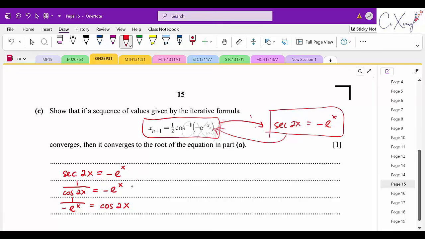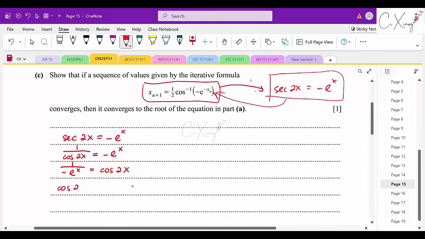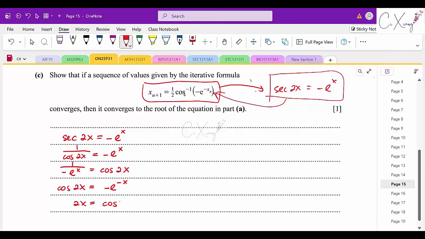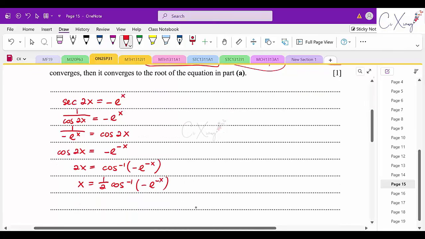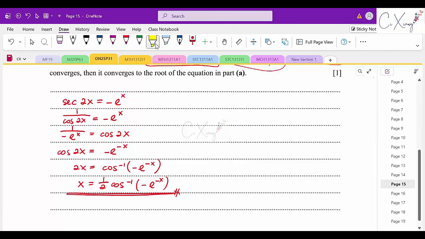Alright, then when I rephrase this particular term, you bring the denominator up, right, to become the numerator. So that means your power has a negative sign now. So you're having negative e power negative x. And from here, you can see that now they are having cos inverse. So I take the cos inverse over. I will be having cos inverse negative e power negative x, followed by bringing the 2 over, it will become divided by 2. So this is what I have. And we successfully prove from the equation in part A and get this iterative formula.